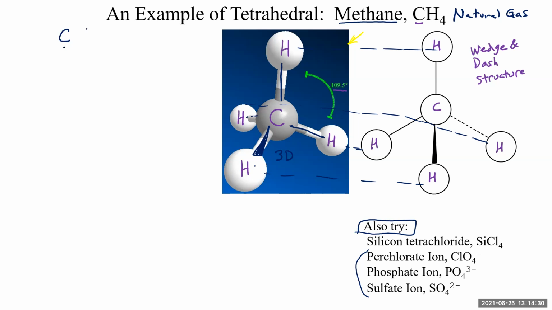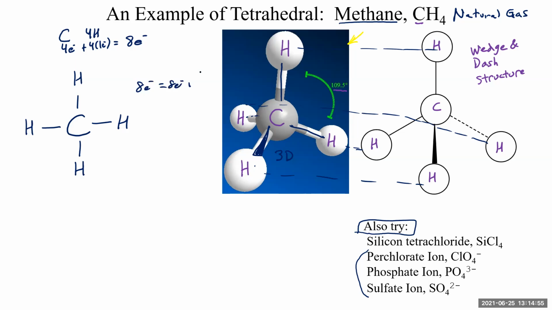So we have CH4. We have carbon and 4 hydrogens. That's 4 electrons plus 4 times 1 electron for each hydrogen. That's a total of 8 electrons. So we have carbon in the middle. We have hydrogen. Now, this time I'm going to draw it incorrectly. So I draw it like this, and I'm done. I have 2, 4, 6, 8. 8 electrons equals 8 electrons. So this is a good and valid Lewis dot structure. Totally valid Lewis dot structure.